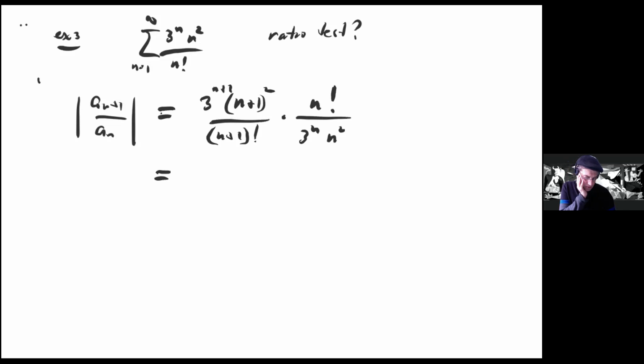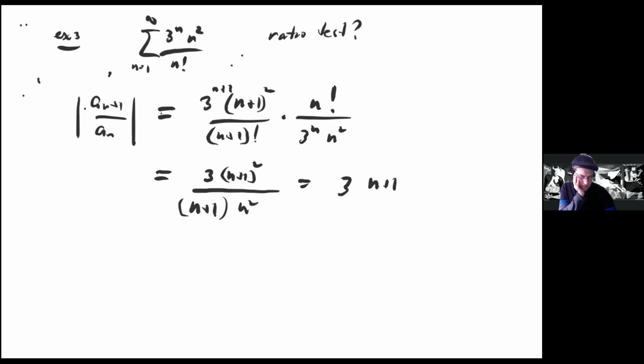Now we can do some rewriting here, some cancellations occur. The 3 to the n plus 1 over the 3 to the n is a 3. We have n plus 1 squared on the top. The n factorial and the n plus 1 factorial cancel out to leave an n plus 1. And we have an n squared on the bottom. And now what is this fraction? Well, there's more cancellation. This is 3 times n plus 1 over n squared.